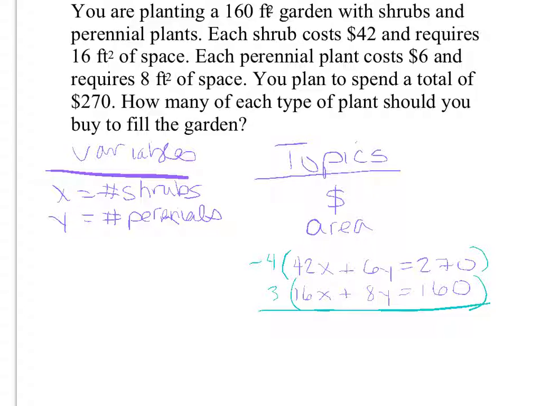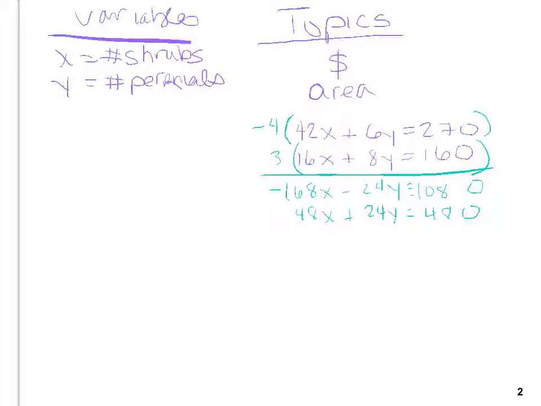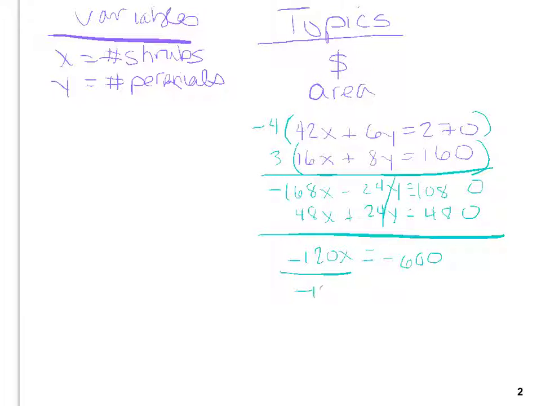Alright, so -4 times 42 would be -168x minus 24y equals, then -4 times 270, 8, carry the 2, 1080, I hope, negative. And then the bottom, I've got 3 times 16, that would be 48x plus 24y equals 3 times 160 would be 480. Okay, continue solving. Now we'll put the two equations together. The y's cancel out. This would be -120x equals -600. Divide by -120, x equals 5.